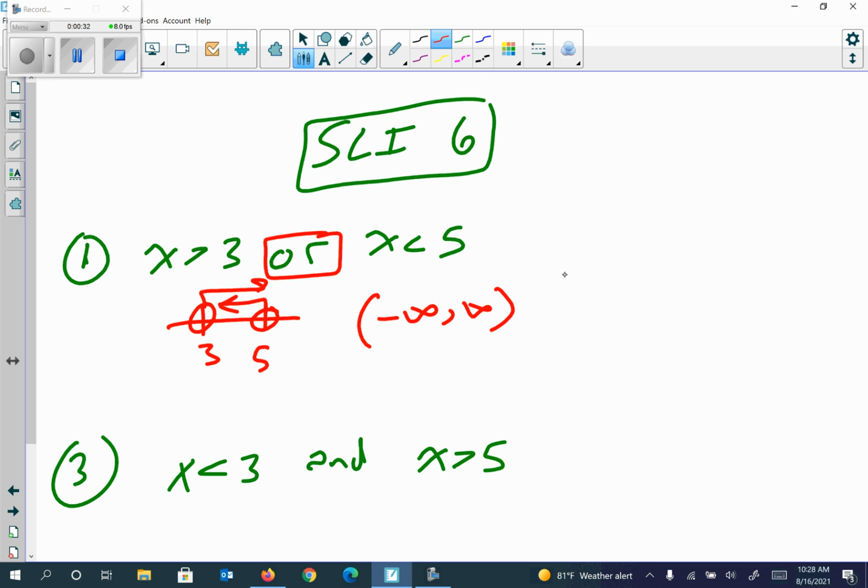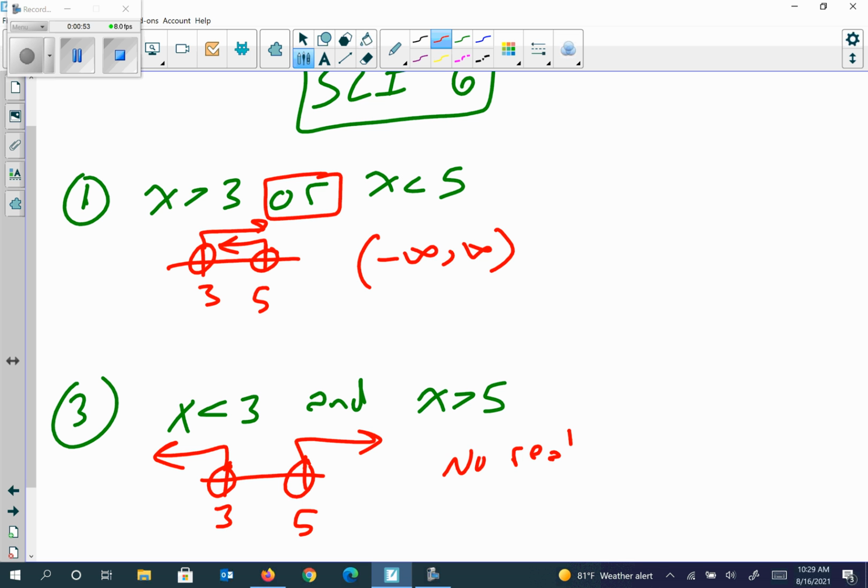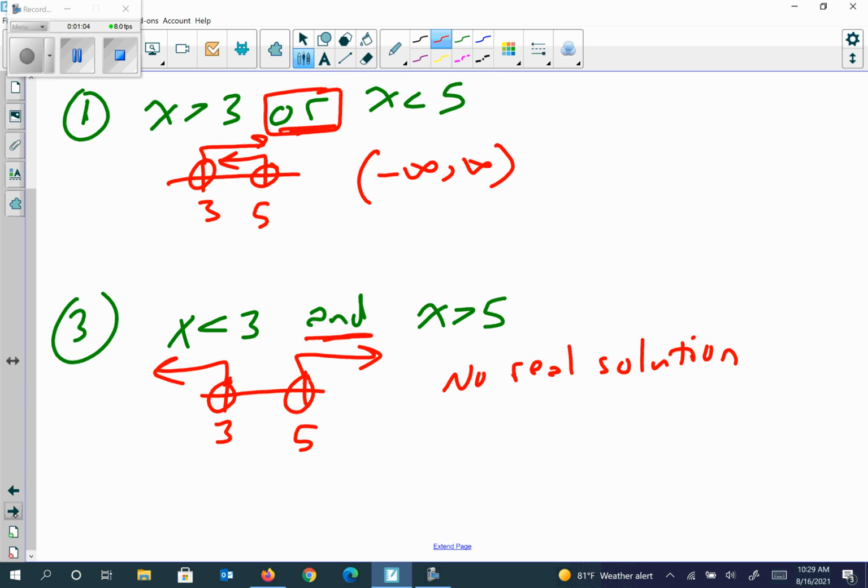The next one, we have the word and in place. And so again, if we draw ourselves our little number line, notice we want values less than 3, which is going this way. Notice I have an open dot because I don't have an equal sign. I have a 5 here, so I'm going this way. So is there any overlap that takes place with this? And this one has no overlap, so this is no real solution because there's no overlap. The word and is looking for the overlap. Or normally doesn't overlap, but if it does in this case, it'll be all real.